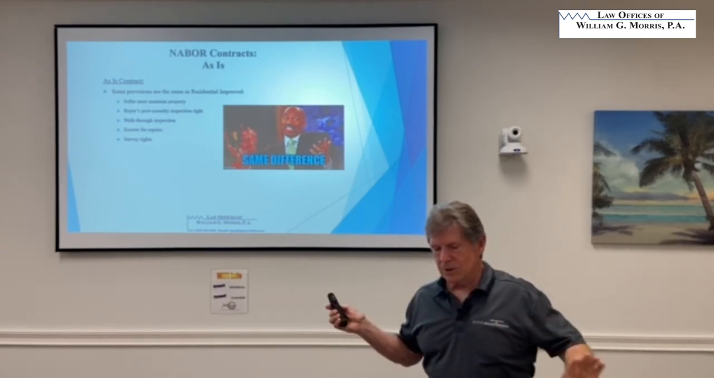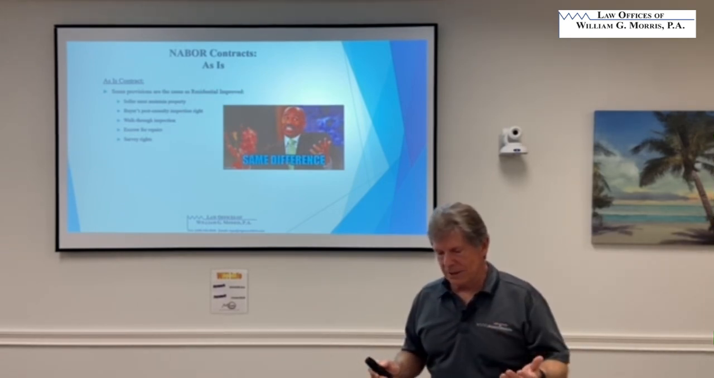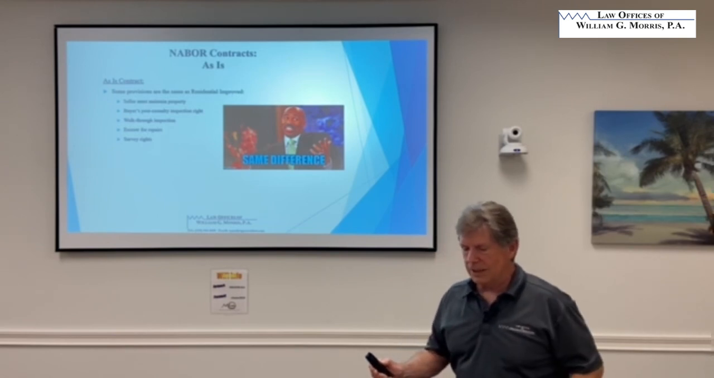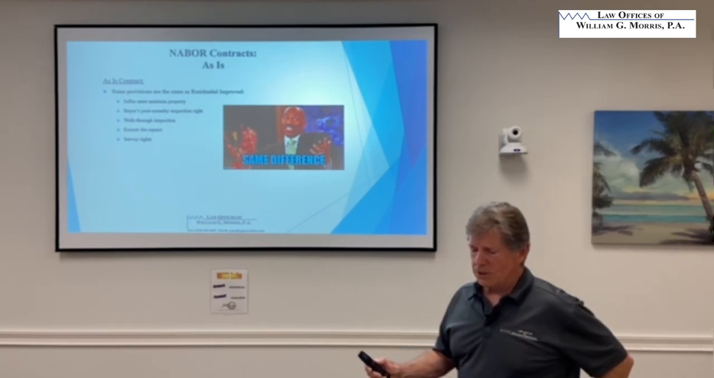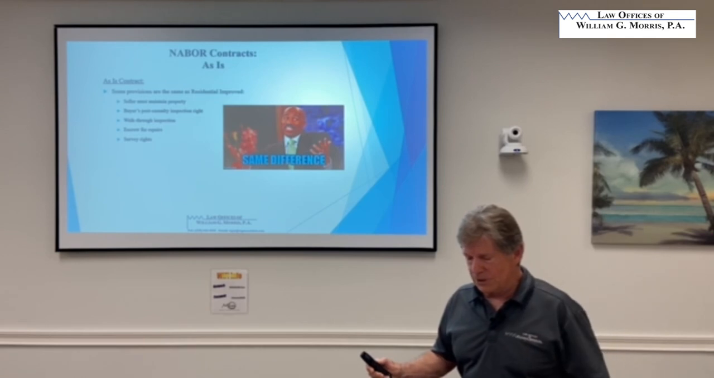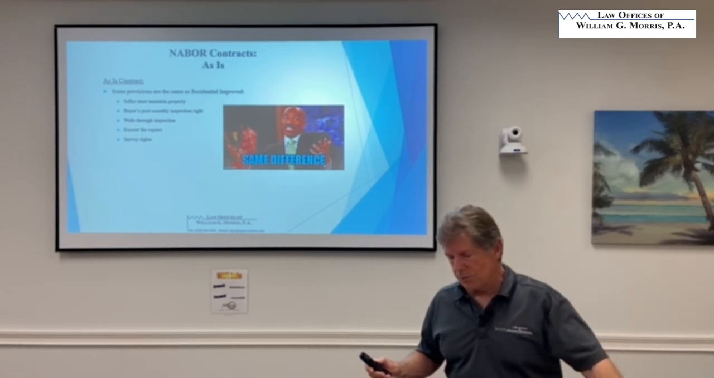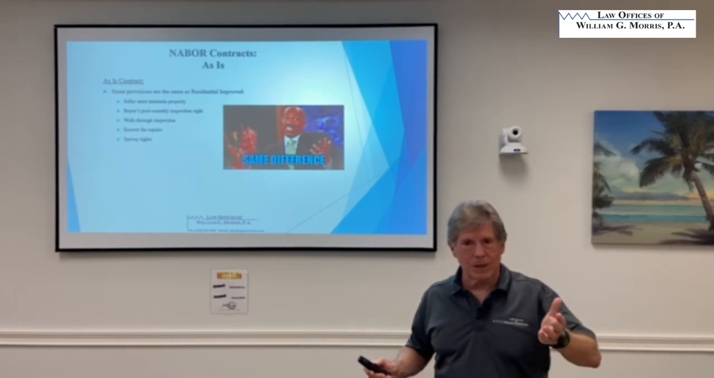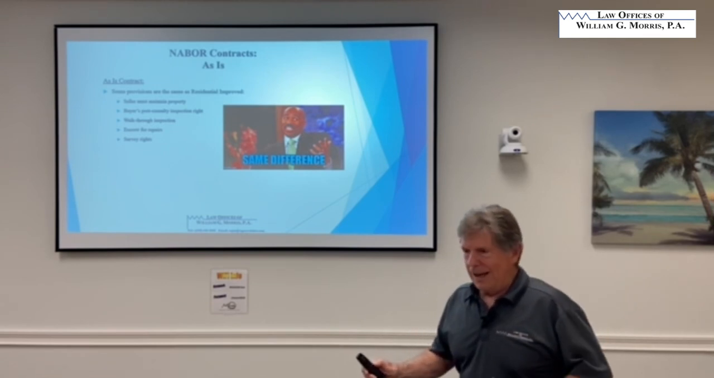First, let's look at what's the same. Seller still has to maintain the property as of the effective date through the closing. Buyer has the post-casualty inspection rights. Buyer has the same walkthrough provisions. Same 200% escrow if repairs or renovations are agreed to or needed at closing. And the same survey rights.